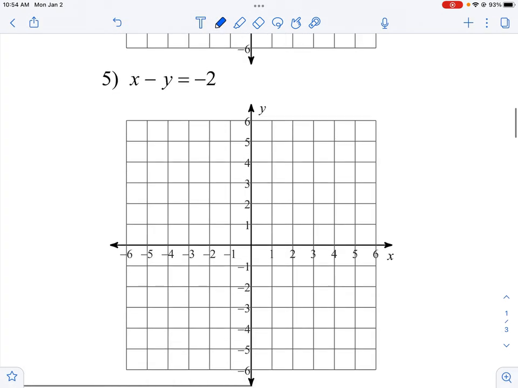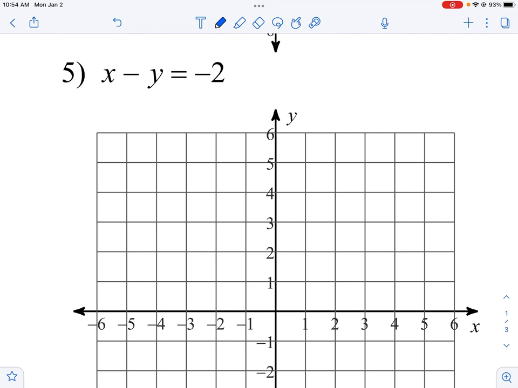Okay, let's go to 5. We need to, again, solve for y. Let's get y all by itself. Don't forget it had a negative in front of it, or subtract y, so we got negative y. Now we got negative 2 minus x.